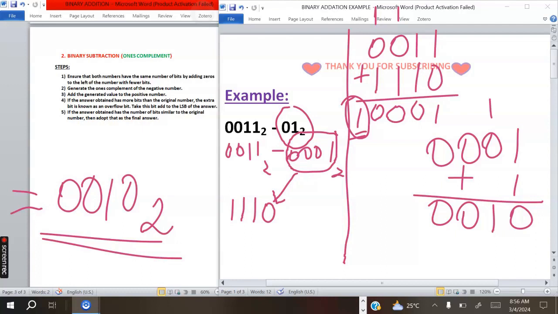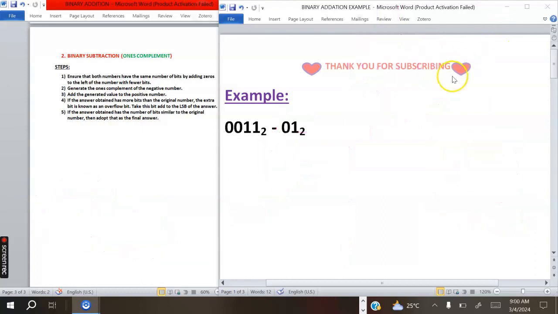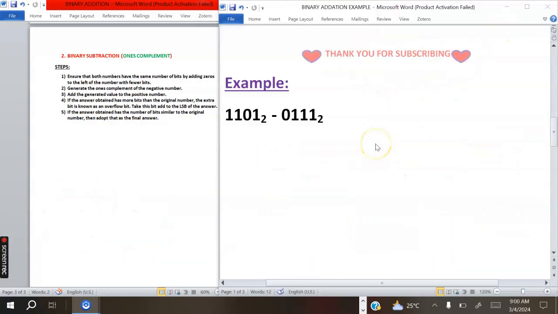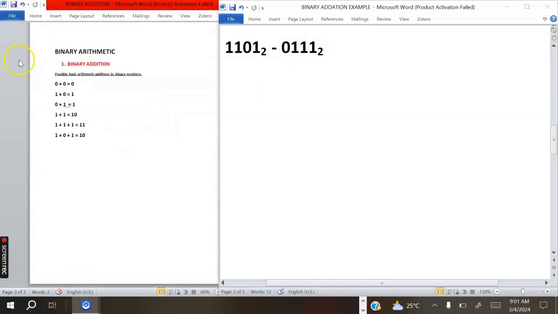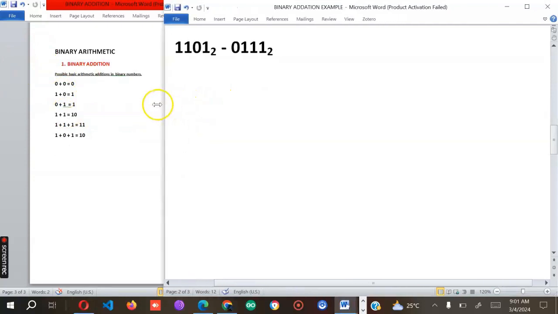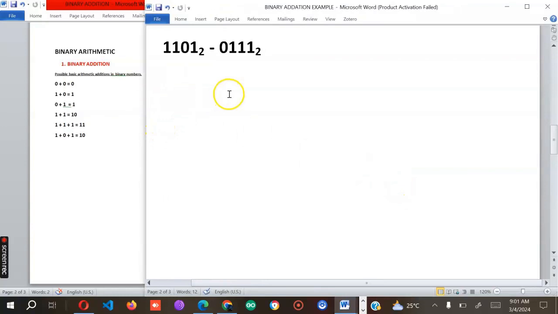So you'll also come across another scenario whereby the answer obtained will have similar bits as the original number. Therefore, the answer that you get will be the final answer. Okay, let's move to another scenario for practice purposes, where we have 1, 1, 0, 1 base 2 minus 0, 1, 1, 1. Let me take you through this other one so that you can compare, so that as I make the calculation, we'll be able to follow up.